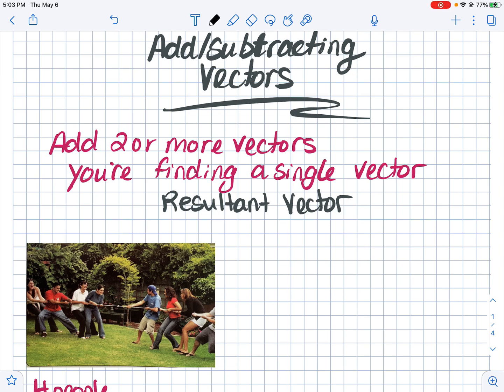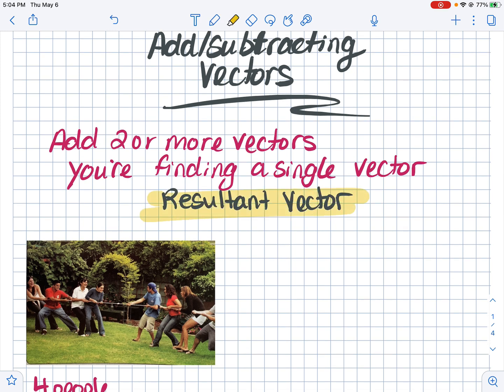Adding and subtracting vectors, introduction. Okay, we're going to learn about what happens when you add vectors. So when you add two or more vectors, terminology-wise, you're finding a single vector called the resultant vector.